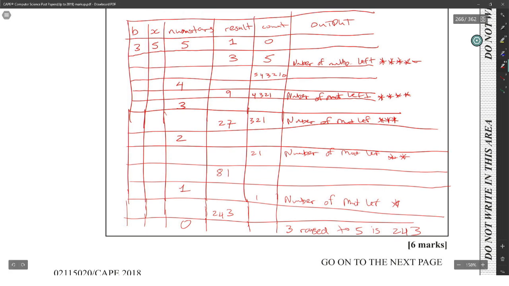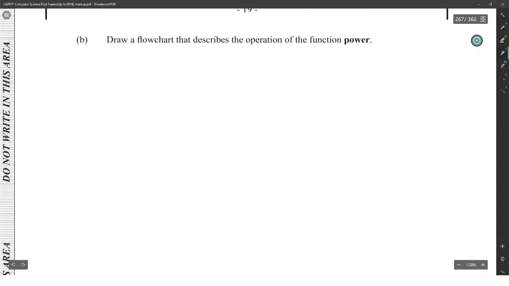So these are the output lines here. This line, that line, that line, that line, that line, and that line. It's a hard 6 marks to work for. But, ready? All right, draw a flowchart that describes the operation.